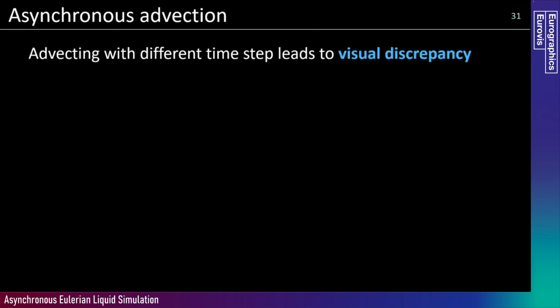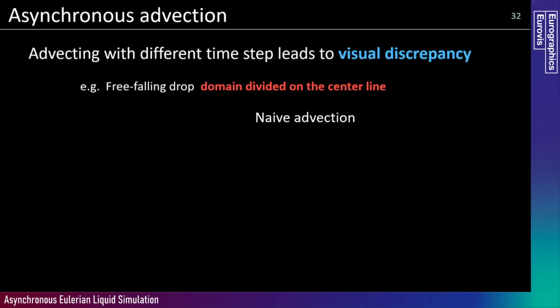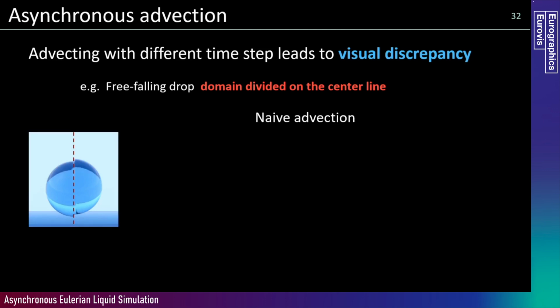When we want to interpolate values, it is important to choose the interpolated point in terms of position or time. Otherwise, visual discrepancy may appear over the boundary of domains which have different time steps. Let us explain this problem with the example of a free-falling water drop. For an extreme case, if the domain boundary line exists on the center of the free-falling drop, advancing with the semi-Lagrangian method introduces visual discrepancy, as can be seen in this figure.